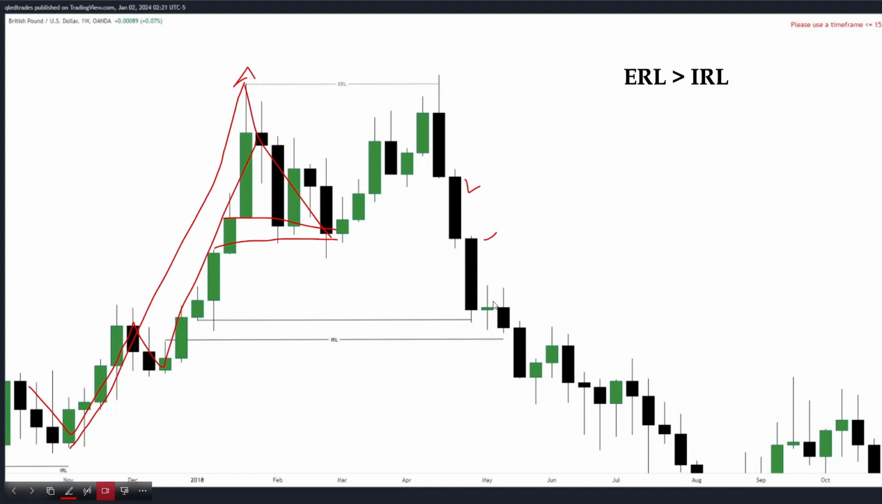And as you can see, this is a proper reversal pattern. So it's always good to understand where the next draw on liquidity is, which is basically the internal if you're moving from external. If you're moving from internal, it is the external.